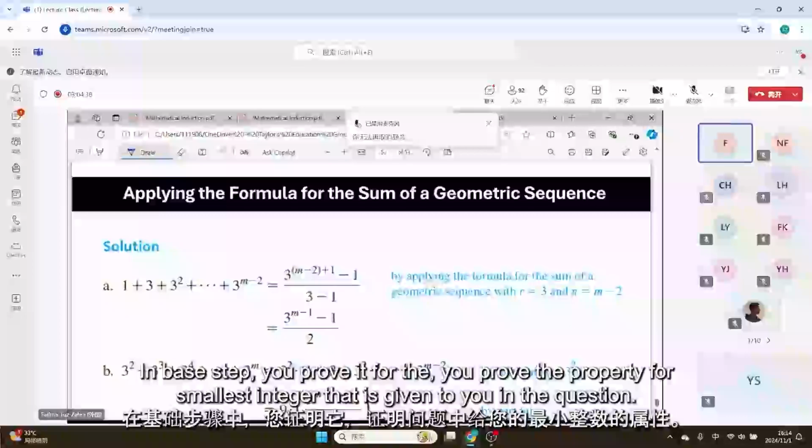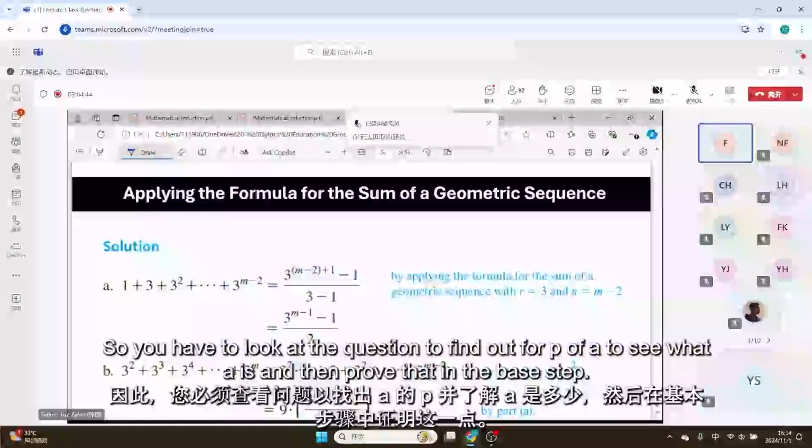In the base step, you prove the property for the smallest integer that is given to you in the question. So you have to look at the question to find out for P of a, to see what a is, and then prove that in the base step.